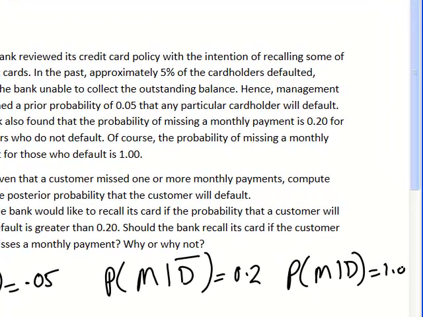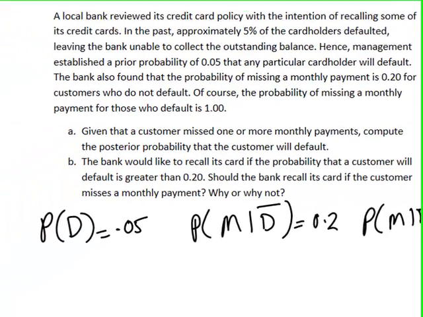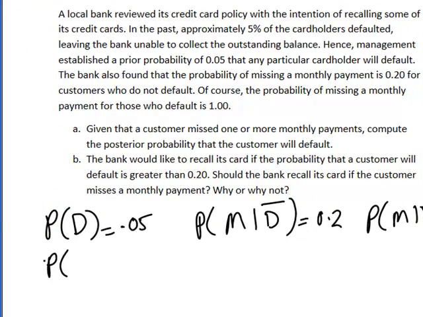Given that a customer missed one or more monthly payments, compute the posterior probability that the customer will default. So we're looking for the probability that, given somebody missed the payment, the individual will default. That is what we're looking for.